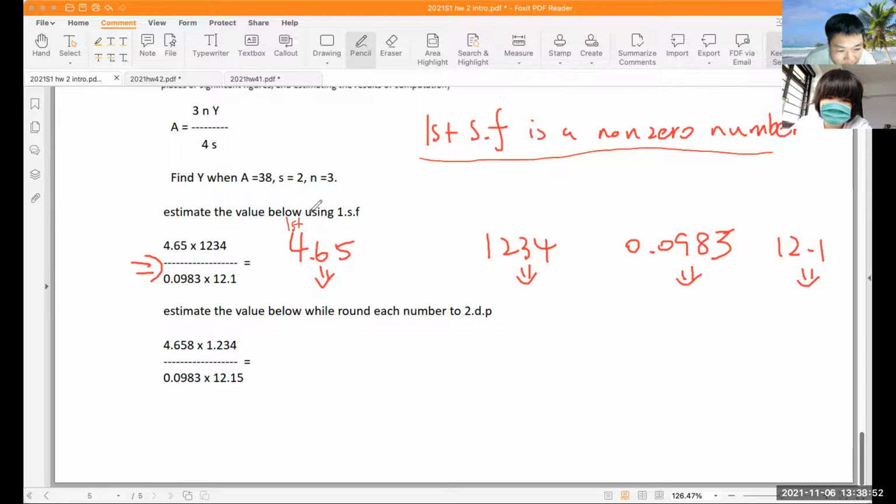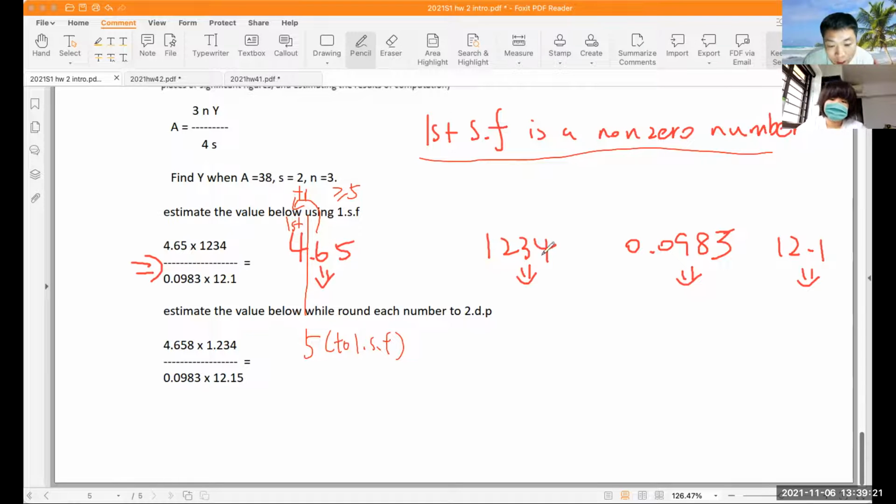So if this is my first, I draw a line. I ask myself, the second one, do I need to add 1 to the first? Yes, because it's bigger or equal to 5. So I need to add 1 to this. If you add 1 to 4, you get 5. So 4.65 to one significant figure is 5.